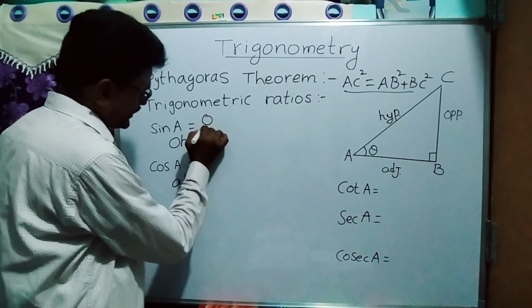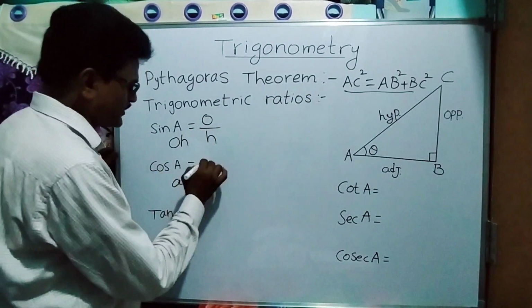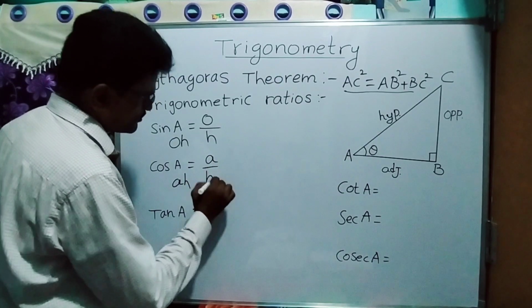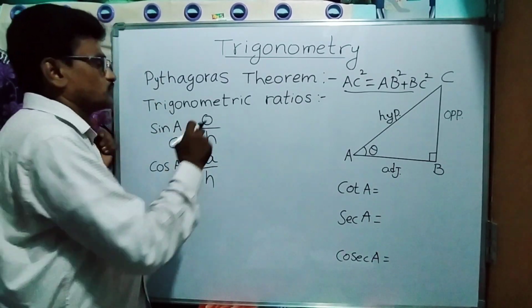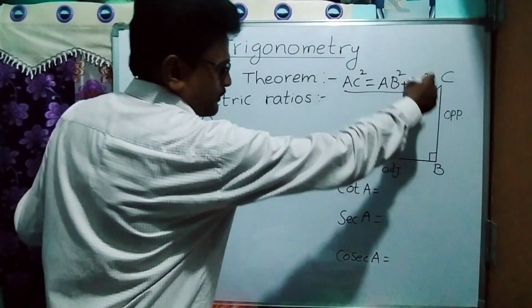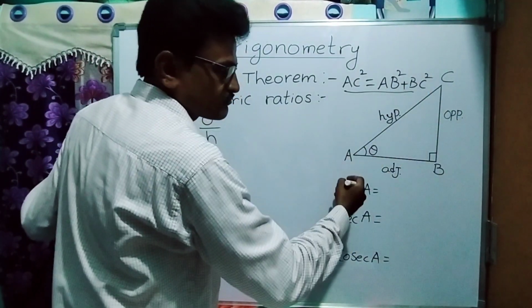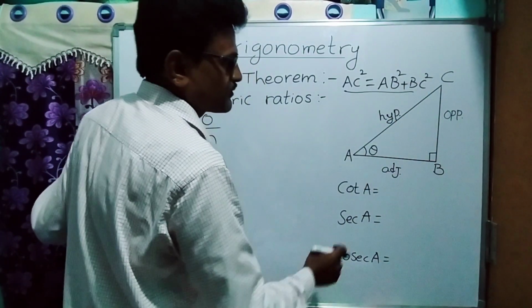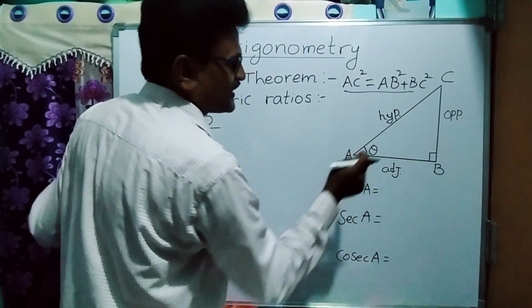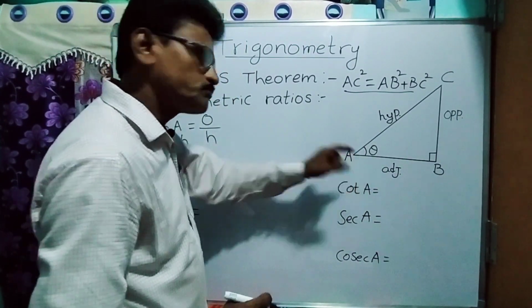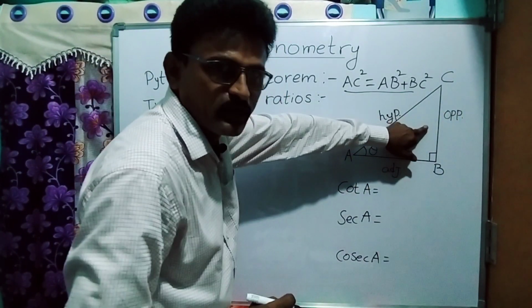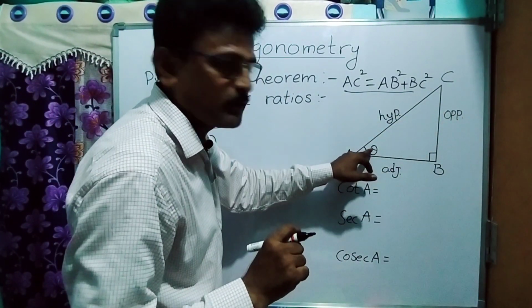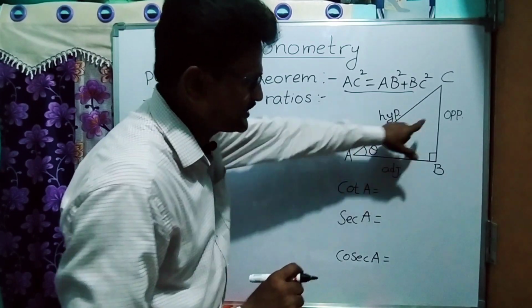Means I am writing O by H. Means I am writing A by H. I think somebody follows already. Come here, a right angle triangle. Here the right angle is at B. I am taking acute angle theta here, at A. For A, exactly opposite is said to be the opposite side of theta. With respect to A, this is the opposite side.